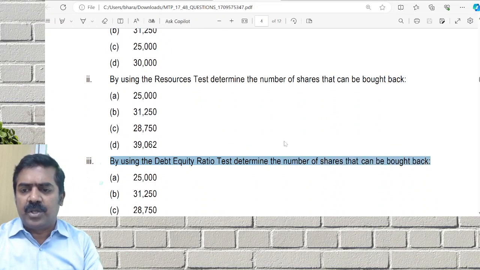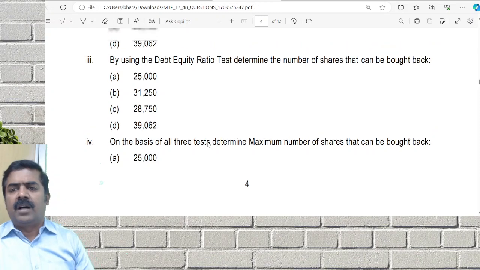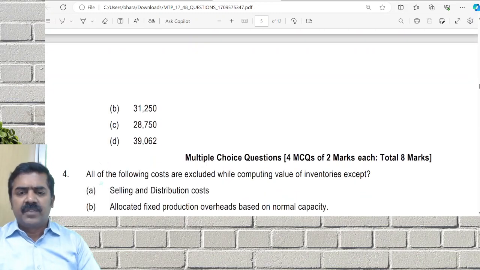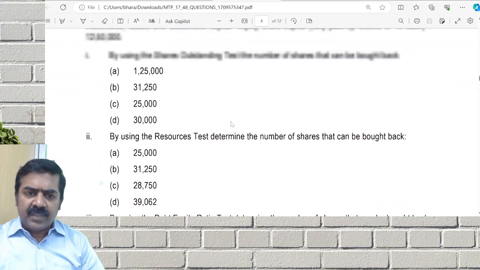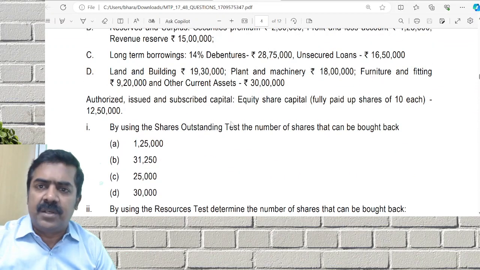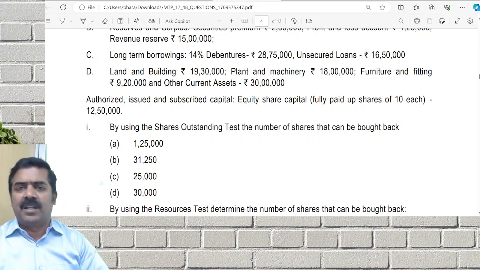Using debt to equity ratio, how many shares can be bought back? Then on the basis of the above 3, how many shares can be bought back? This question is for what? 8 marks. Maybe in the exam, if they like this, they can ask you an MCQ, or they can ask you a question with passing a journal entry. So weightage is around 10 marks, maximum 10 marks.